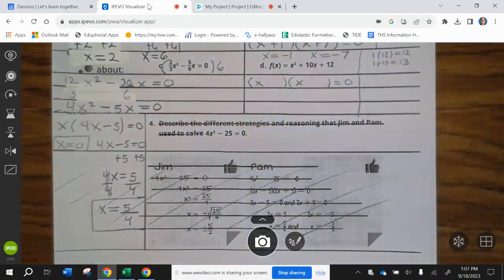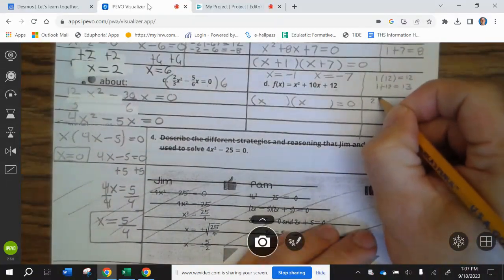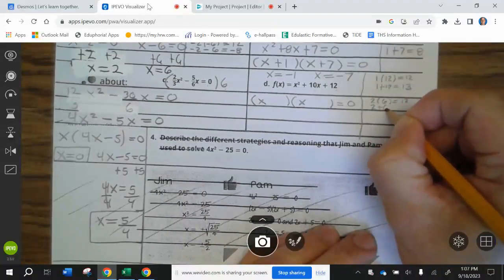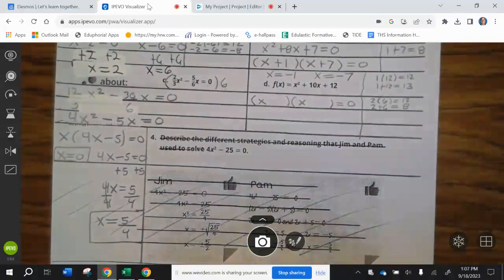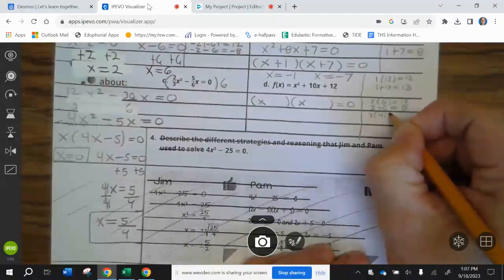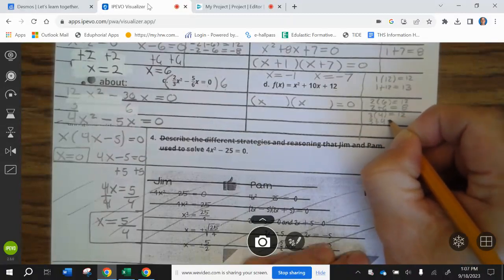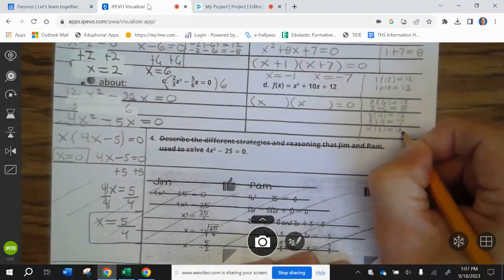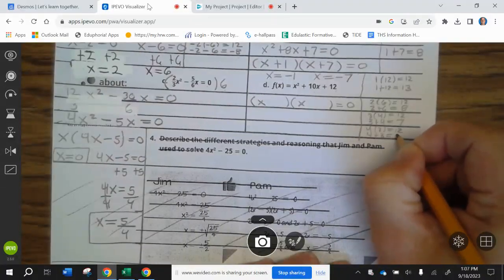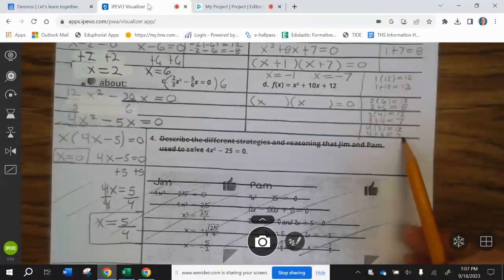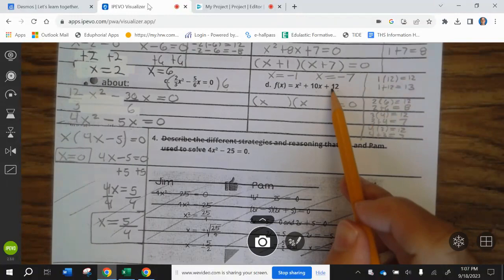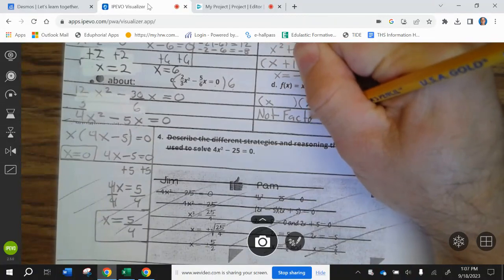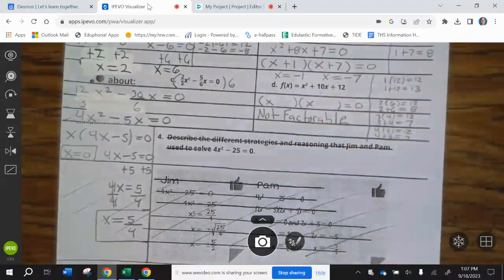That doesn't work. Okay, now we try 2 times 6 is 12. 2 plus 6 is 8. That doesn't work. Now we do 3 times 4 is 12. 3 plus 4 is 7. That doesn't work. And then we have 4 times 3 equals 12. 4 plus 3 equals 7. We've gone through all the combinations, and none of them will give you 12 and 10. So this is not factorable.